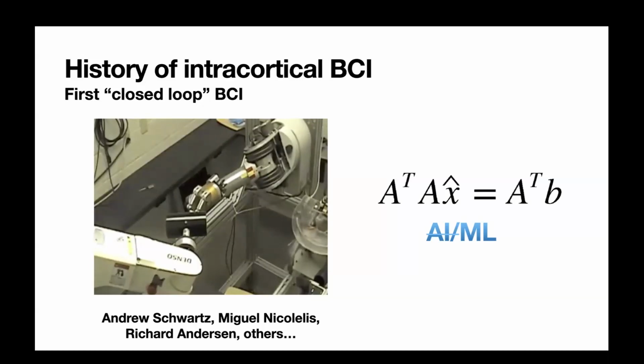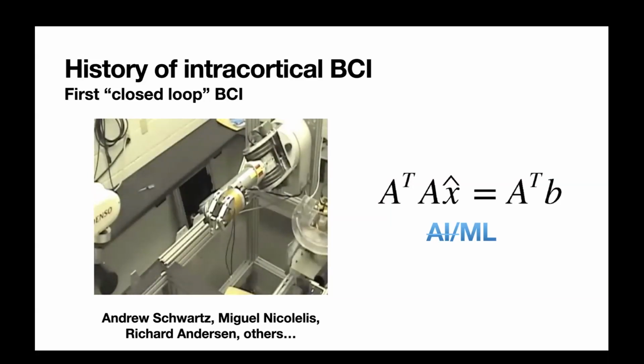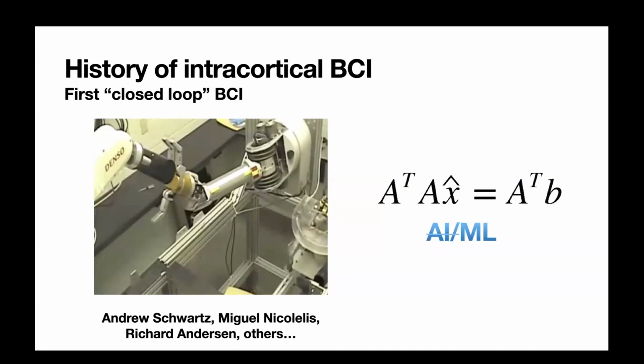Does anyone recognize the equation here for the ML portion? Yeah, I'm seeing nodding heads from the BCI people. This is basic linear regression. This is machine learning like 101. This is the vast majority of BCIs. So we talk a lot about AI today, but I want to point out that a lot of the motor neuroprosthetics are still built on this basic framework of very simple linear regressions.